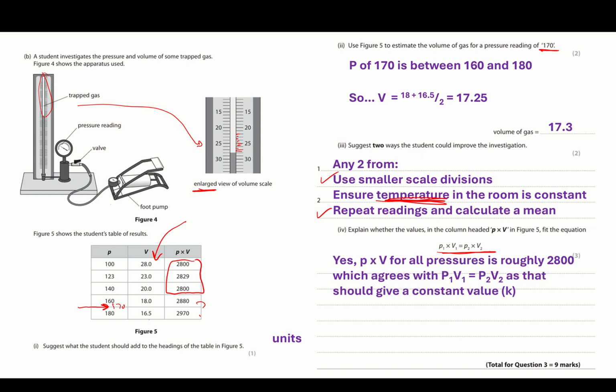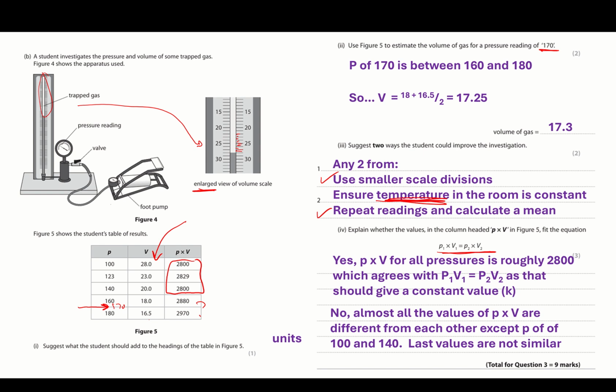So we could say yes, P times V is roughly 2,800, which agrees with P1 V1 equals P2 V2, as that should give a constant value K, 2,800. So lots of marks there for 3. Or, no, almost all the values of P are different from each other, except for P of 100 and 140. And it's use the values, use what's in your table to make your point, and the last values are not similar. So it looks tricky, but it's kind of just use some common sense, but make sure you are using the data in that table. Okay, and you can see there's lots of different ways I could have answered that there.